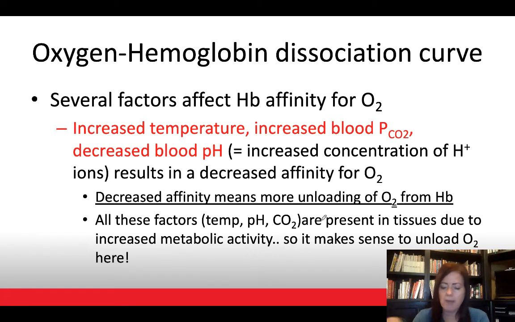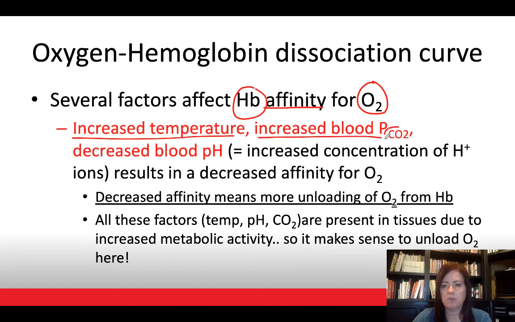So what we have is this concept of affinity. So how much does hemoglobin want to hold on to its oxygen, okay? And there are several conditions where we can have a decrease in affinity for oxygen. One of them is increased temperature. One of them is increased levels of carbon dioxide. And one of them is a decrease in pH of our bloodstream. So if our blood becomes more acidic, all of those factors will result in a decreased affinity of hemoglobin for oxygen.